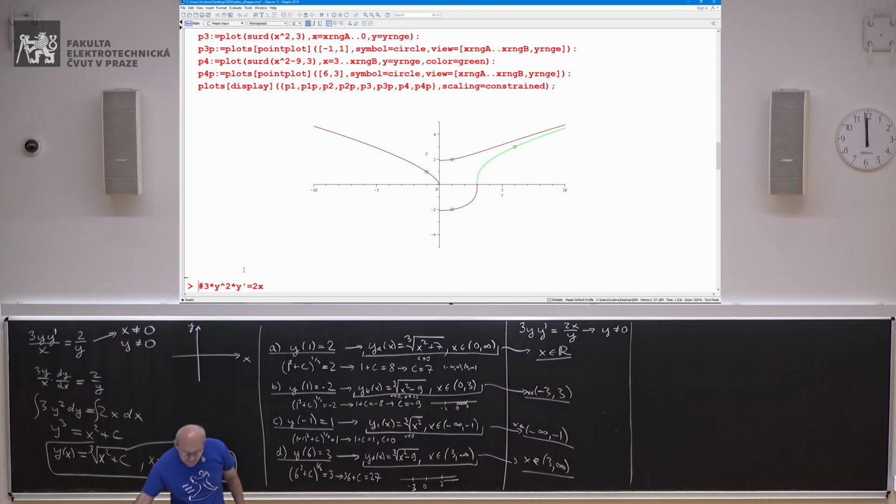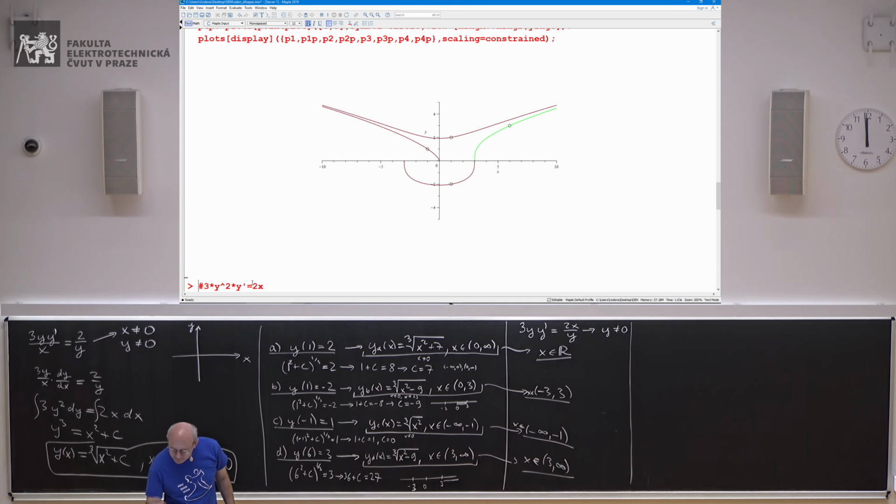Let's see. Here we go. So we can see that the upper curve got prolonged, and now it exists everywhere. And this little pit down there, this little depression, is actually now existing on a symmetric interval -3, 3. Very nice.